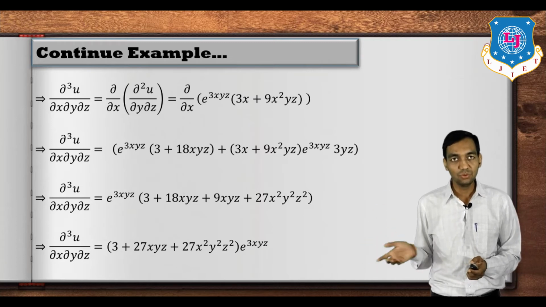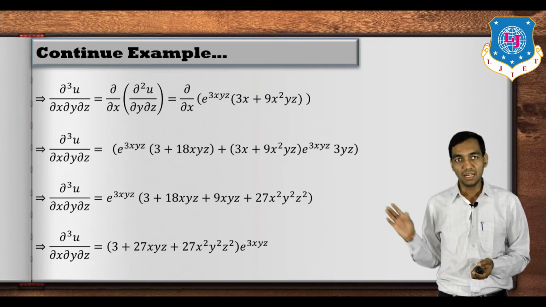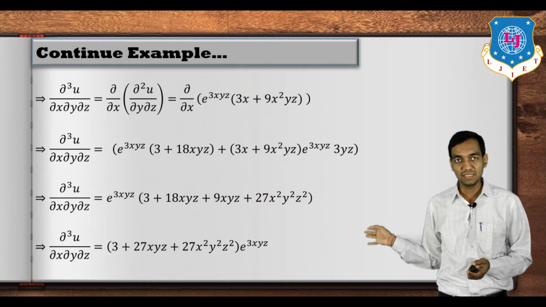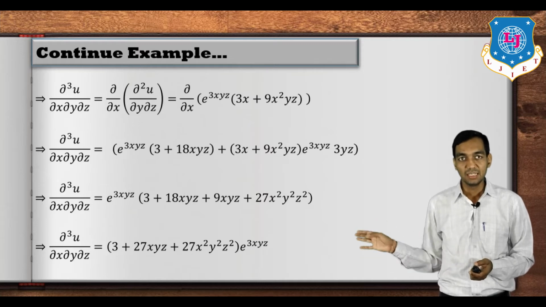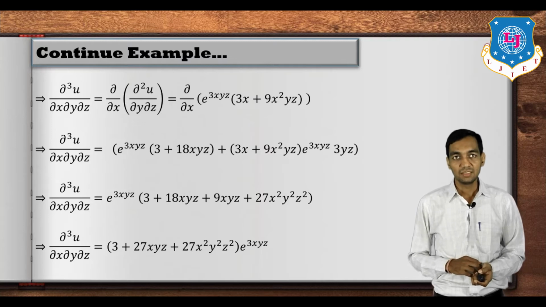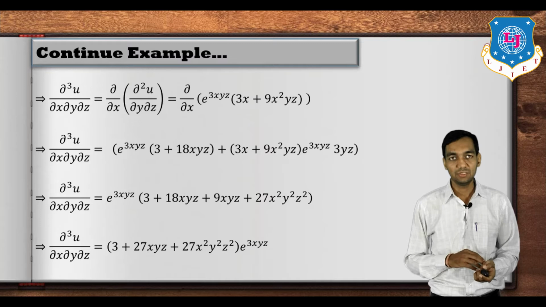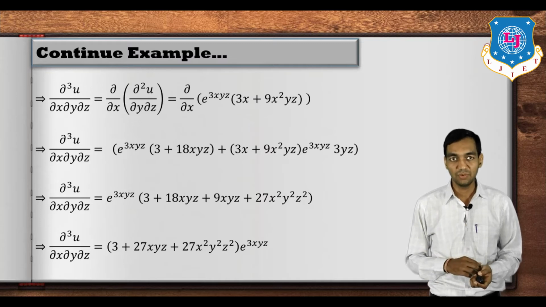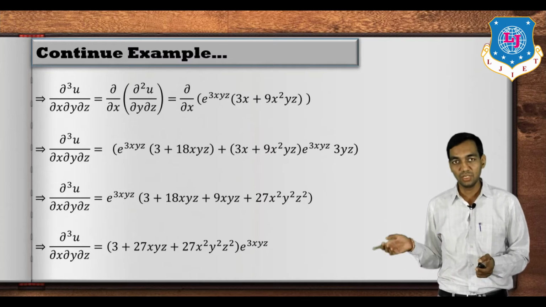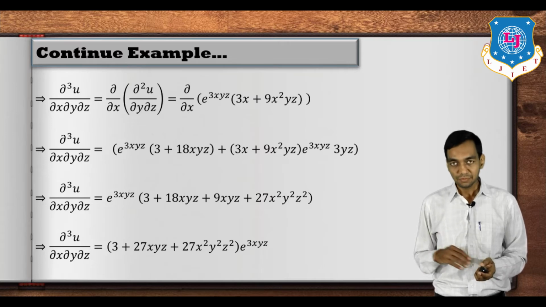3xyz into 3yz. Now e raised to 3xyz common out, and you will have 3x plus 18xyz plus 9xyz plus 27x square y square z square. Simplifying the bracket, that will give you 3 plus 27xyz plus 27x square y square z square, whole into e raised to 3xyz. That proves your right hand side.